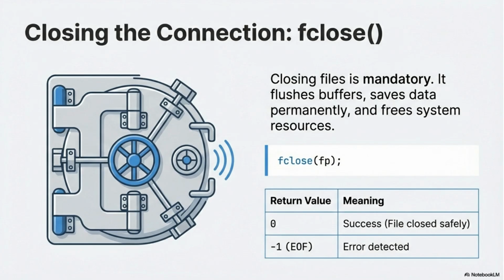Closing files is mandatory. The fclose(fp) function flushes buffers, saves data permanently, and frees system resources. It returns 0 on success.